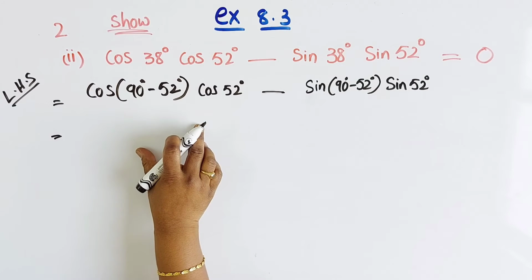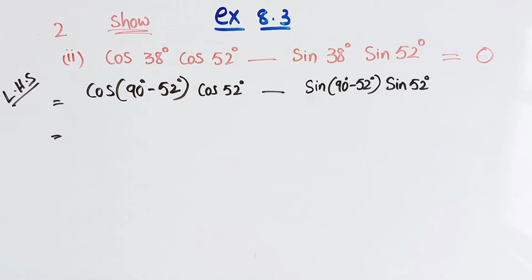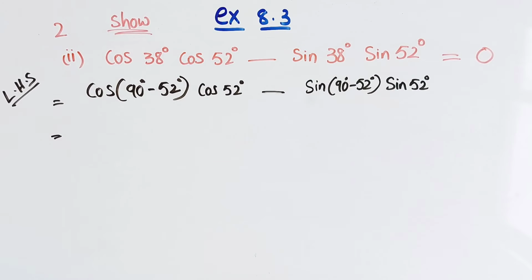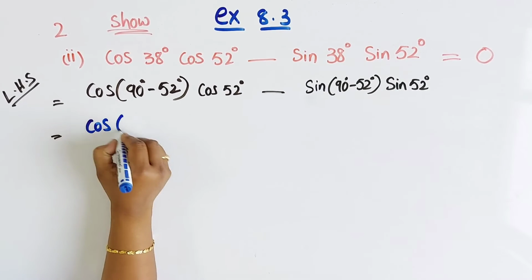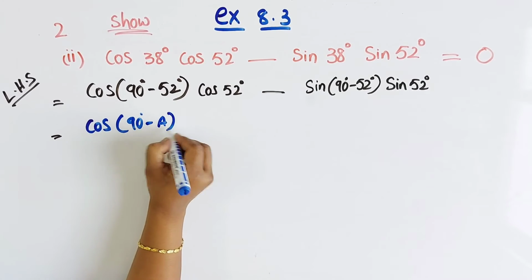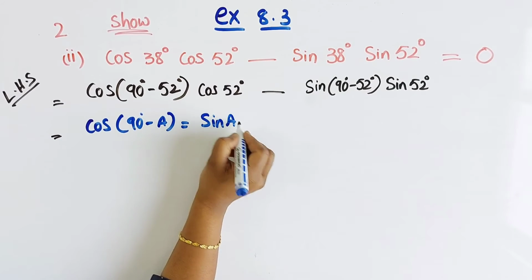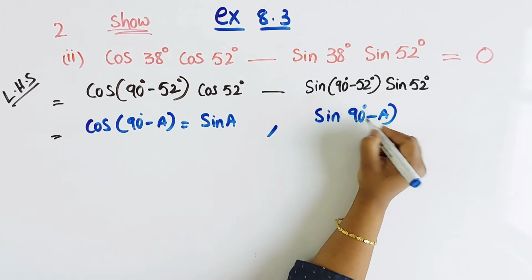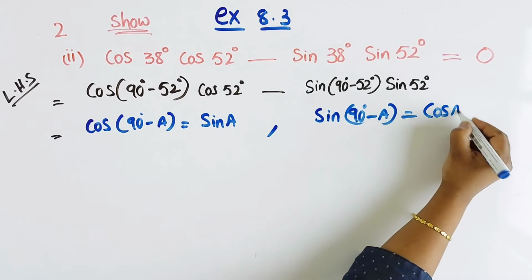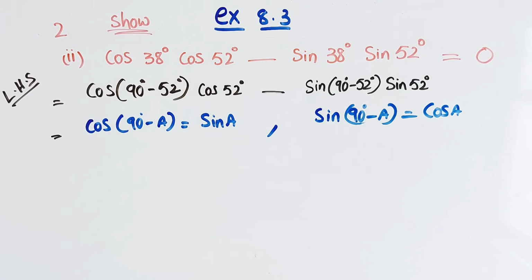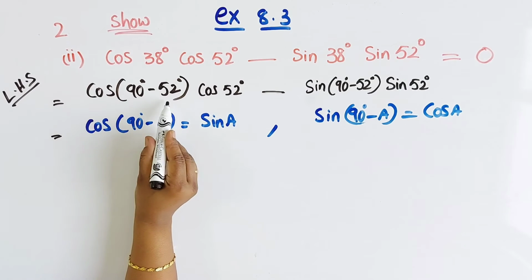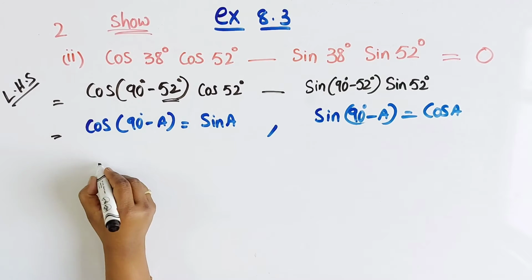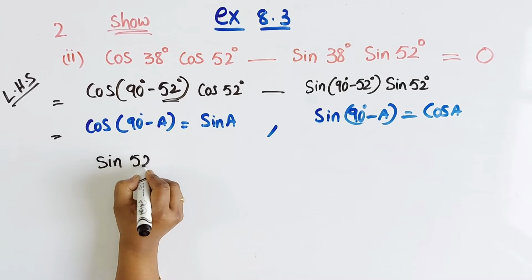What is the cos(90 minus a) formula, children? That equals sin a. What is sin(90 minus a)? That equals cos a. Let's write the formulas here. Cos(90 minus a) equals sin a. Another one, sin(90 minus a) equals cos a. Let's apply these formulas here. Now cos(90 minus a), here the value of a is 52, so this will be sin 52 degrees.